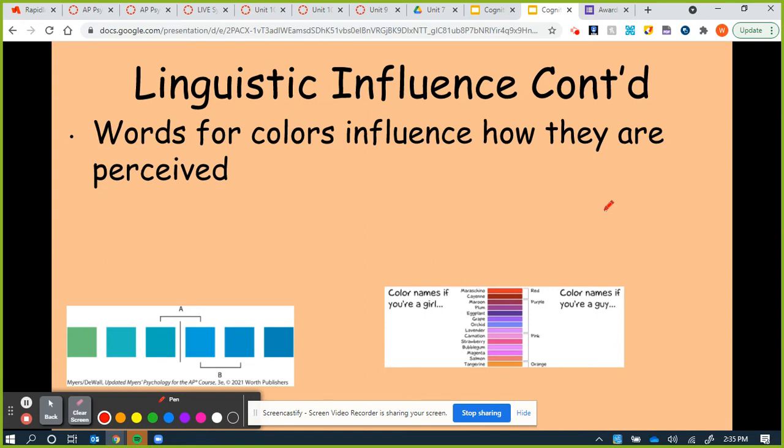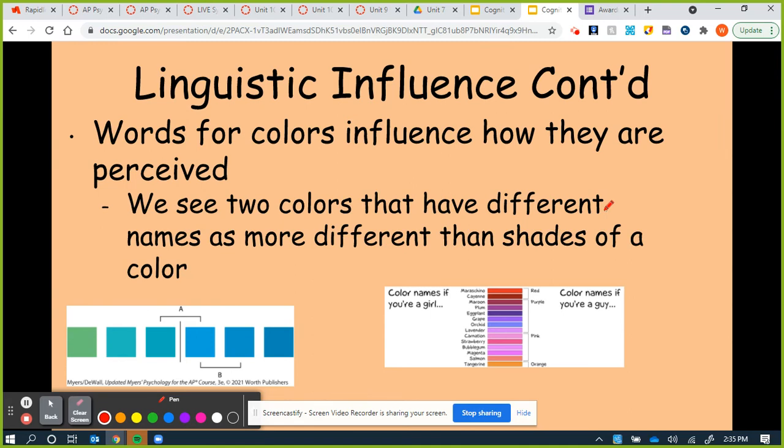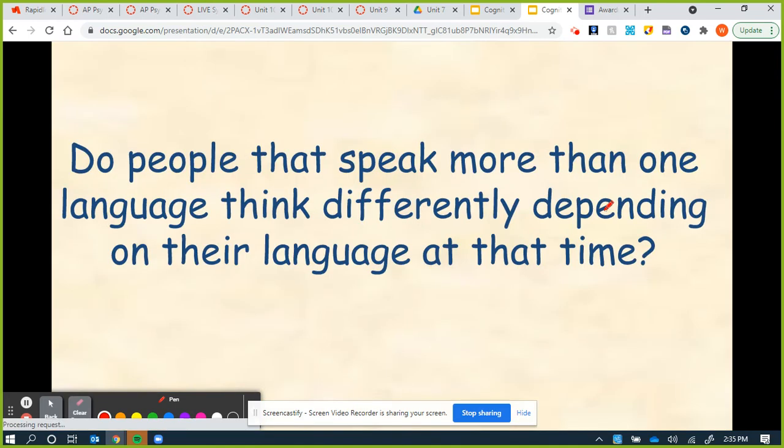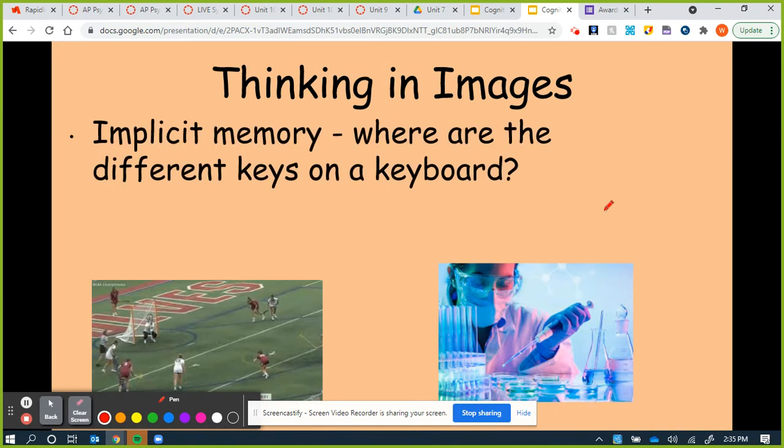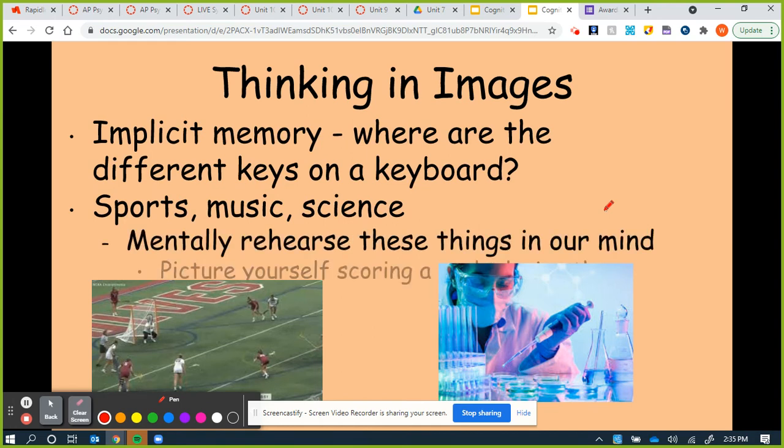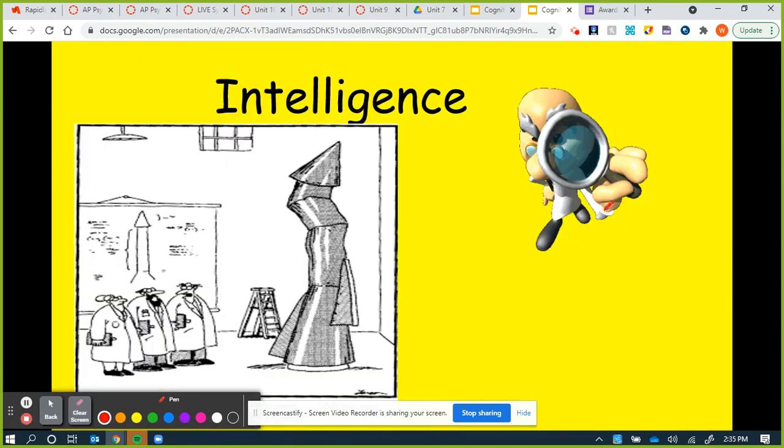I highly doubt they would ask you to distinguish between the two, especially because linguistic influence is considered to be more correct now. We don't need to worry about that. All right, so any questions about that?